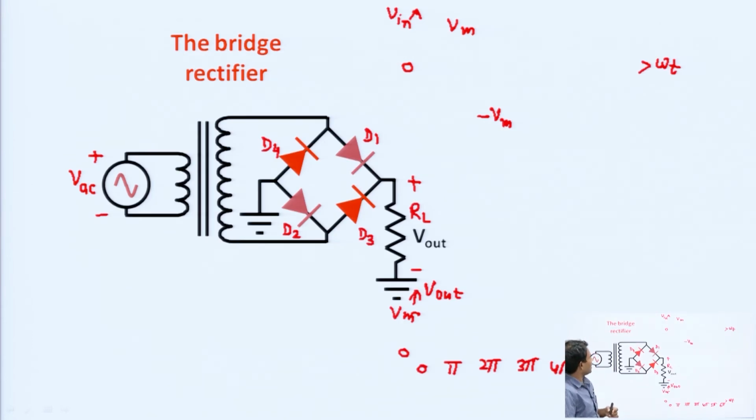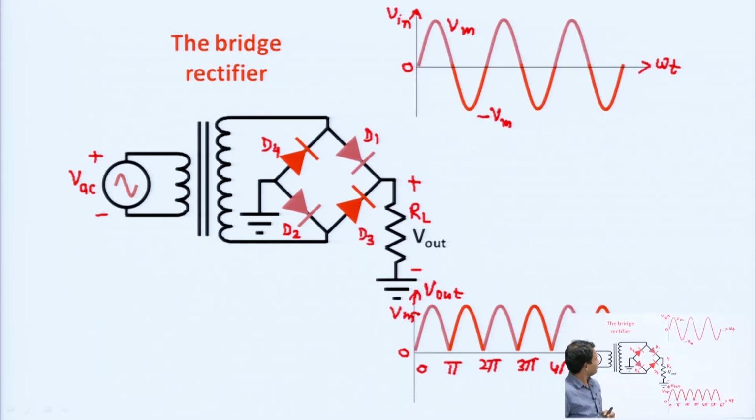This is the circuit diagram of the full wave rectifier, the bridge type full wave rectifier. There are 4 diodes D1, D2, D3 and D4. This is the input and this is the output signal.